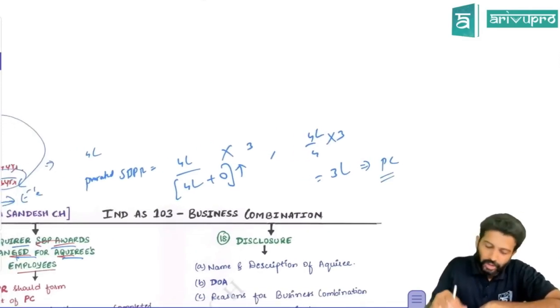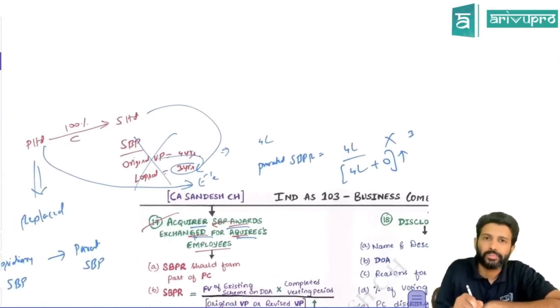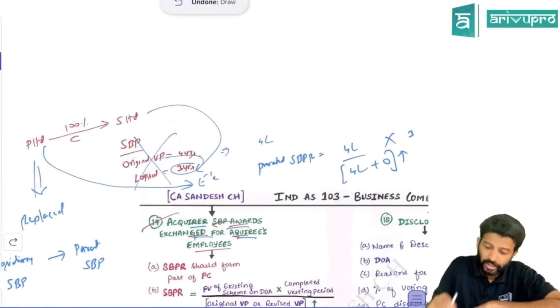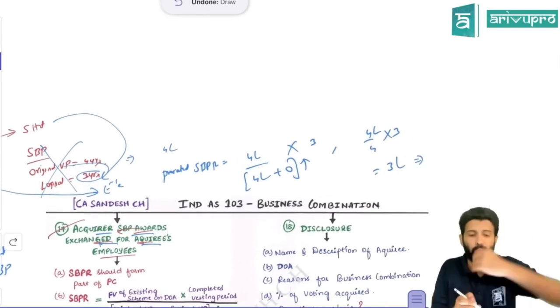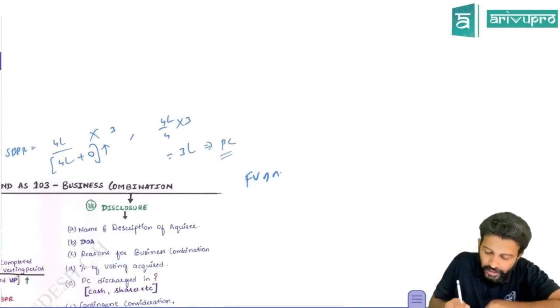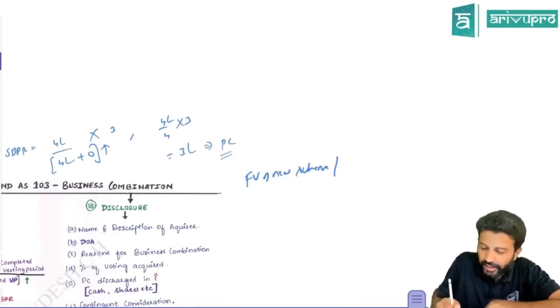So what about the remaining? Normally, sir, who is giving the shares now? S Limited or P Limited? P Limited. So that means you need what? Fair value. This 4 lakh is the fair value of the old scheme. Old scheme means it belongs to S Limited. So you need to find out now the fair value of the new scheme. New scheme means relating to the parent company. Let's say that is 7 lakh rupees.